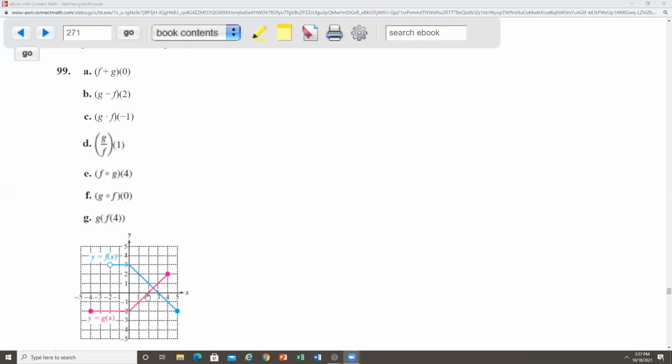What's g of 2? We go on the x-axis out to 2. Then we have to strike a point on the red graph, which is right here. So what is g of 2 equal to? You put 2 in the function g of x, and you get out 0. So g of 2 is 0. You put 2 in the function g of x, the y coordinate of which is the output is 0. G of 2 is 0.